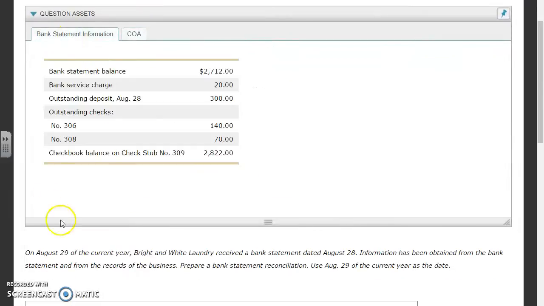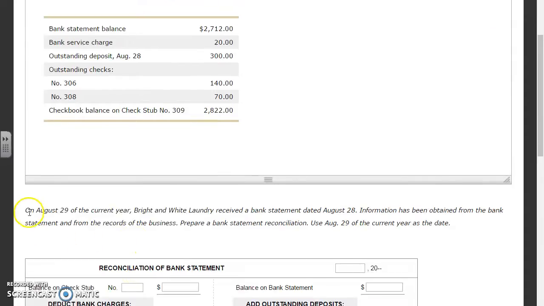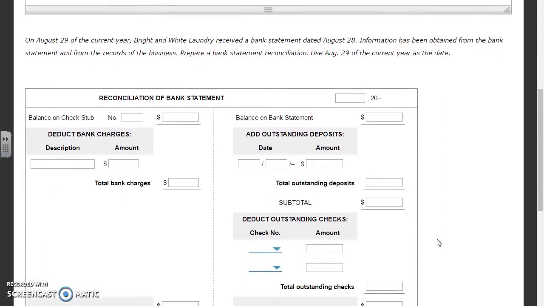So let's go ahead and keep our bank statement information open. It says on August 29th of the current year, Bright and White Laundry received a bank statement dated August 28th. Information has been obtained from the bank statement and the records of the business. Prepare a bank statement reconciliation. Use August 29th of the current year as the date. So we're going to go ahead and prepare our reconciliation. So we have reconciliation of bank statement. First thing we have to do is to put our date up here. So we're going to do August 29th.